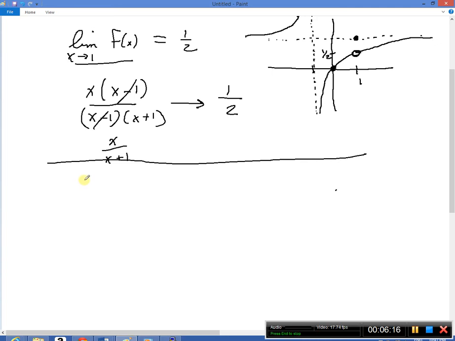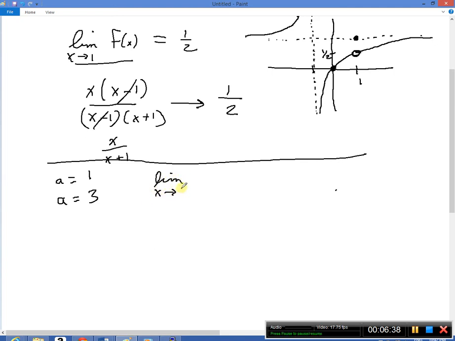So the only way it's going to be discontinuous is at the seams, at the places where you're sewing it together. So what we have to do is check out what happens at a equal to 1. We have to check out what happens at a equal to 3. And that's about it. So the way to do this is to check the limit as x approaches each of these numbers from both sides.